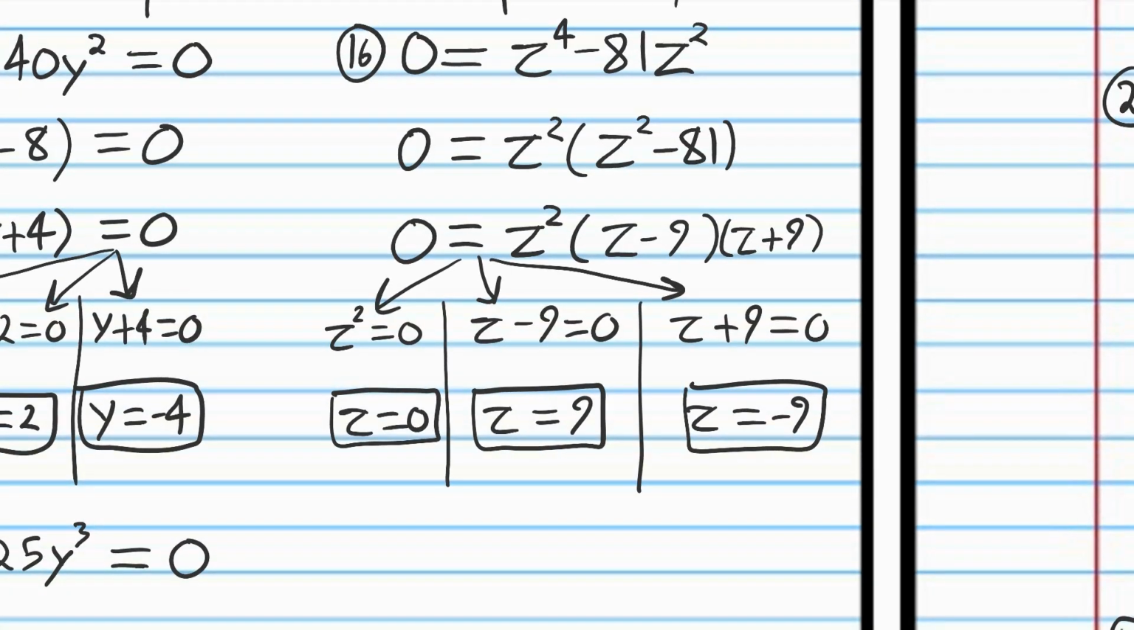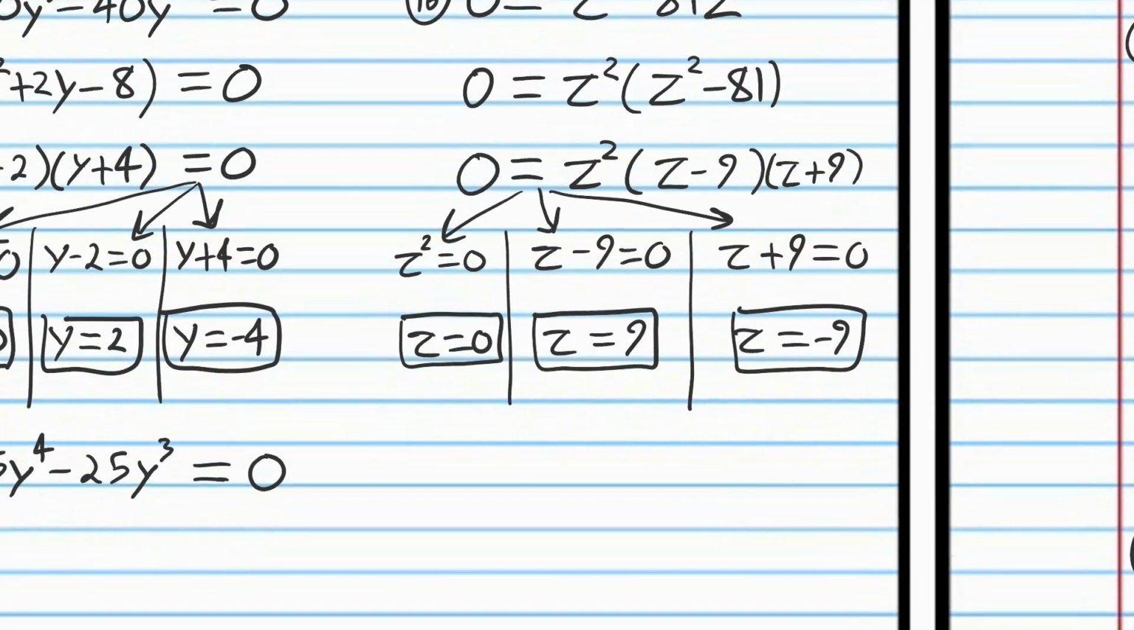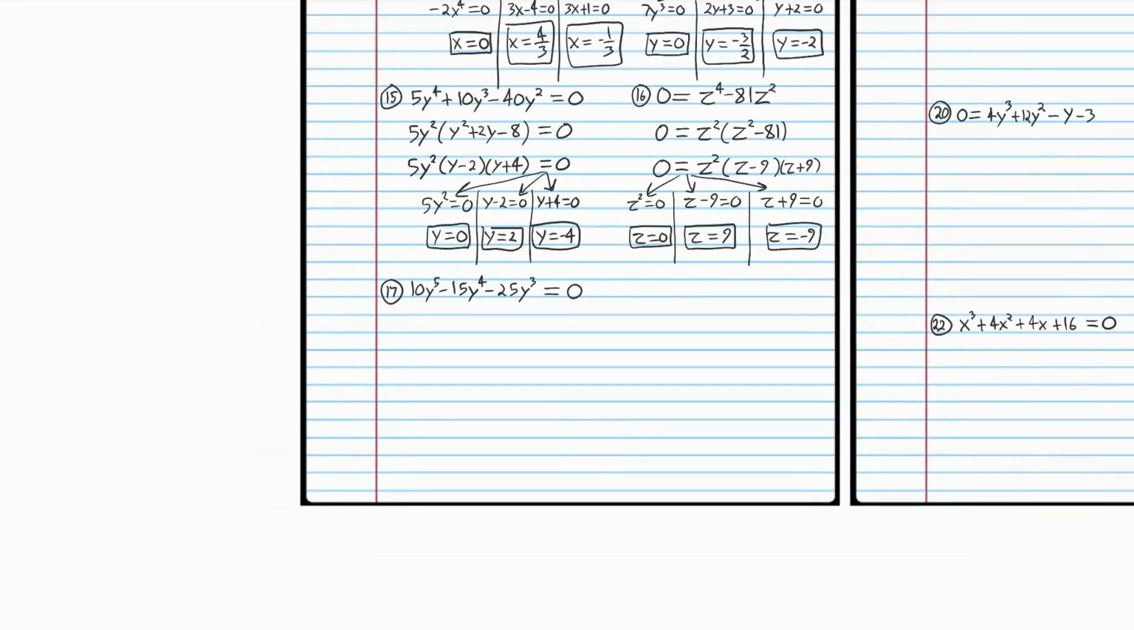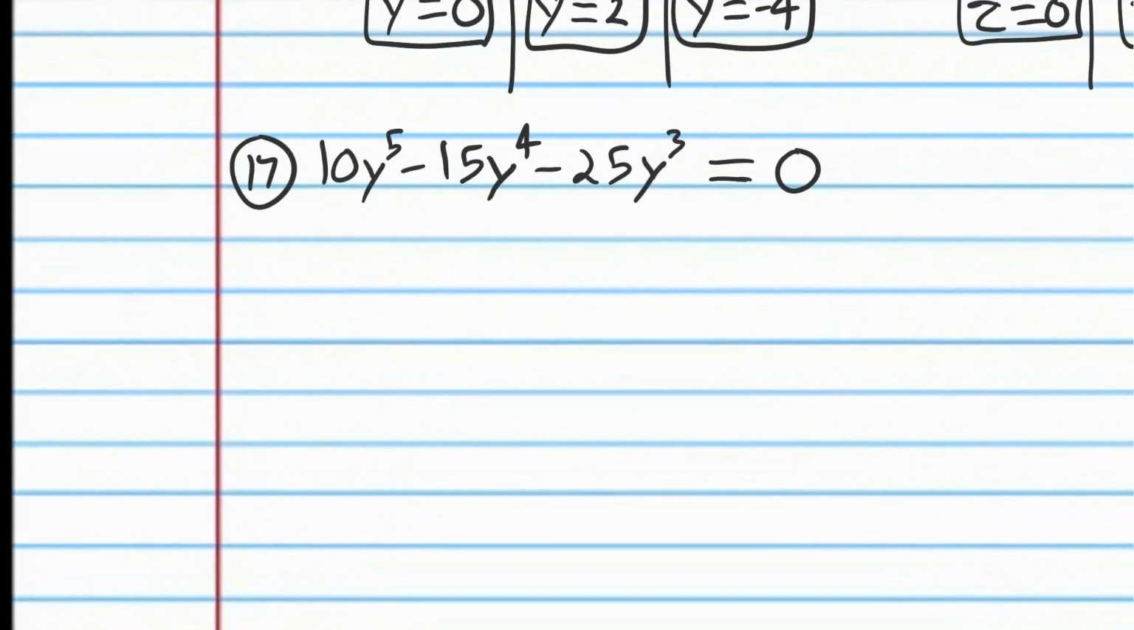So if you got those solutions, good job. This monomial just tells us that z is going to be equal to 0. So if you got those solutions, awesome. All right, so looks like we have one more of these types of problems. So try number 17, and when you're done, we'll go on to a different type of problem.